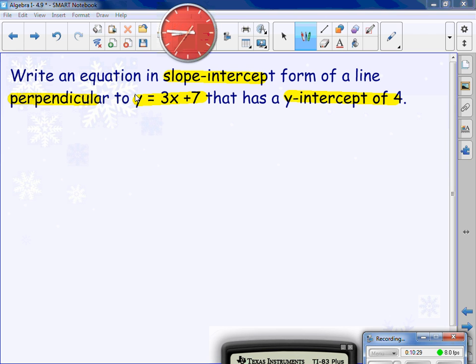What's my slope in this problem? Slope is 3. Once you have the slope out of this problem, I'm done with it. I don't need it anymore. I never look at it again.